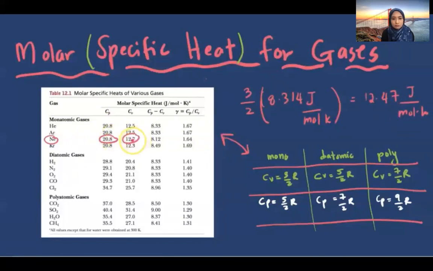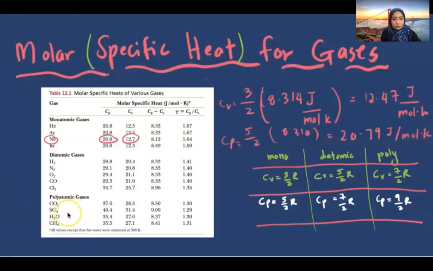Which is pretty close, right? This is 12.7, which is all right. I guess it's off by a few decimal places. And then what about the CP? We have to use 5/2R for a monoatomic gas. So 8.314 times 5 divided by 2 will give me 20.79, which is quite close.